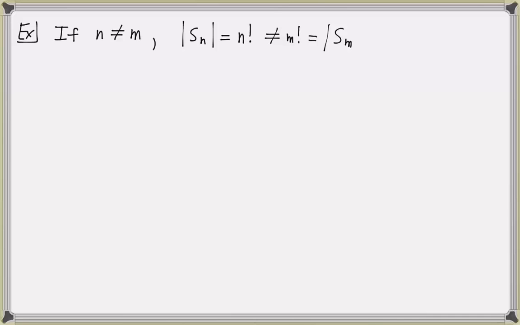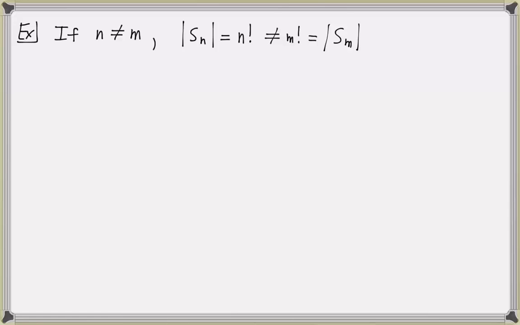Next, let's look at an example of two groups that are not isomorphic. So let n and m be positive integers, where n and m are not equal. Then let's look at the symmetric groups. Well, we know that Sn, the symmetric group of order n, has n factorial permutations, so the order of Sn is n factorial. Well, if n does not equal m, then this will not equal m factorial, which is the order of Sm. Sm has m factorial permutations.